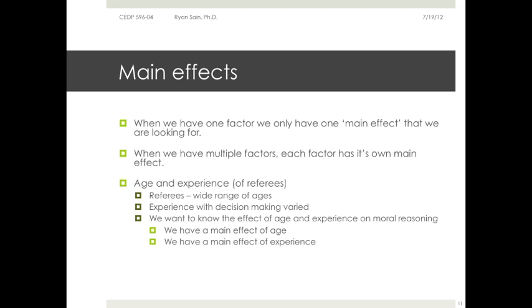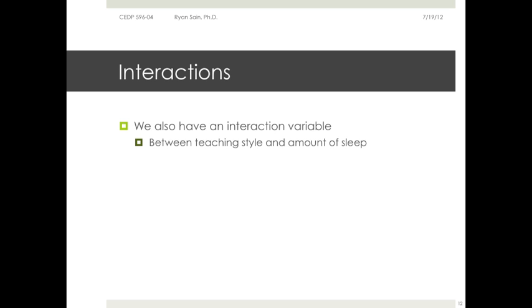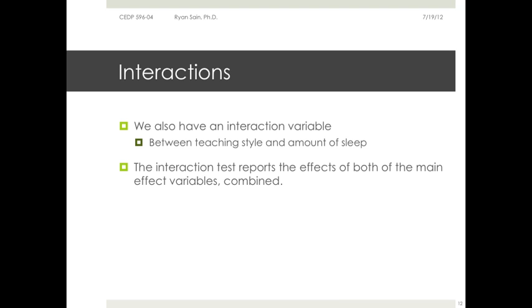But then we also need to know something else, and that's an interaction, right? So an interaction variable is between teaching style and the amount of sleep. The interaction test reports the effects of both of the main effect variables combined. So was there a differential effect of teaching style depending on how much sleep you had? And the answer could have been yes, right?